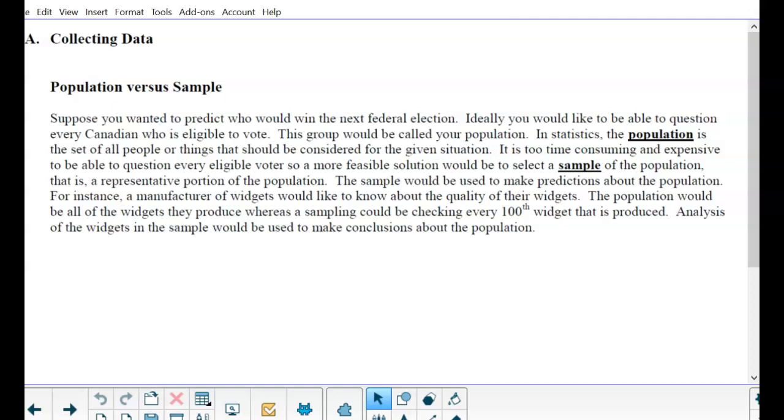You may not know, but your family would have received in the last week or so something in the mail to complete the census. So a census is when you ask every person in the population questions, okay? So for the Canadian census, they're asking every household in Canada to answer the questions.